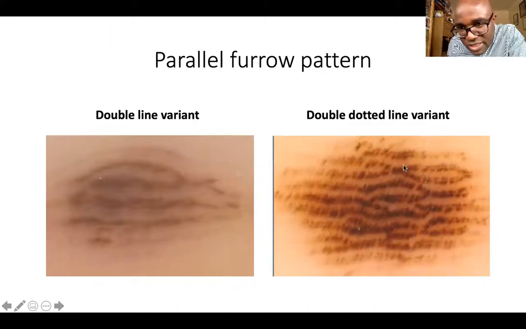Again, the double dotted parallel furrows here. These are the furrows. These are all the furrows, and these are the ridges. There is no pigmentation on the ridges. You need to do these several times and see dermoscopic images several times to really grasp this.